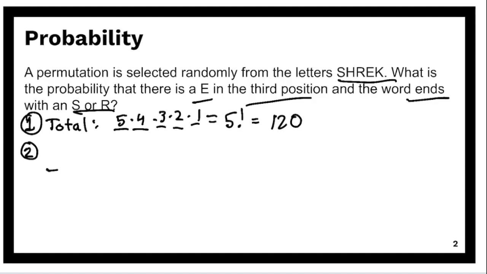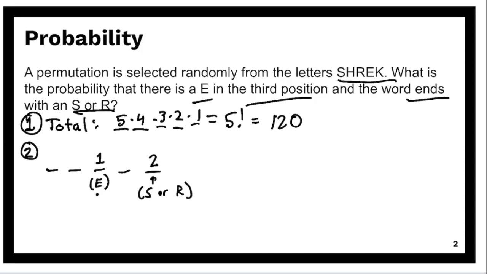So let's set up our 5-letter word, 1, 2, 3, 4, 5. The E has to be in the 3rd position, so there's only one letter we could put there, and that's the E. And then for the S or the R, there's 2 different ways we could fill in that last position. We could put an S there, or we could put an R there. And then we're going to go ahead, start at the front, and think about the number of ways we could fill out the rest of those spaces.